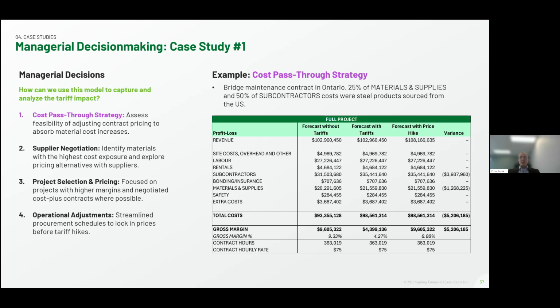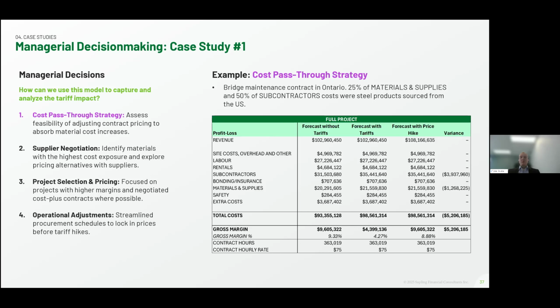Number 2 would be supplier negotiation, which would be identifying materials with the highest cost exposure and exploring pricing alternatives with those suppliers. Number 3 is project selection and pricing, which is focusing on higher margin and negotiating cost-plus contracts where possible, just to reduce risk of cost overruns. And number 4 is operational adjustments, such as purchasing materials ahead of tariff implementations.